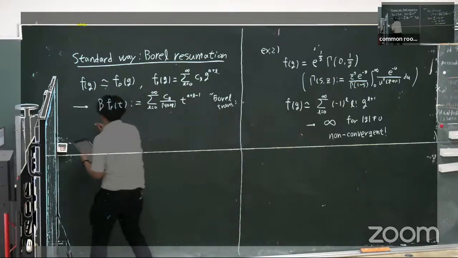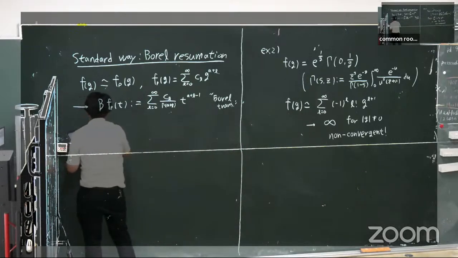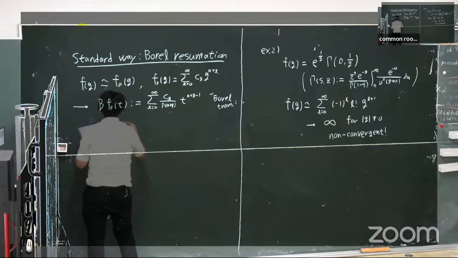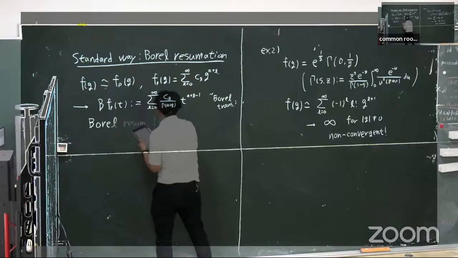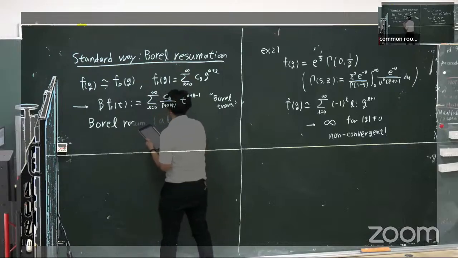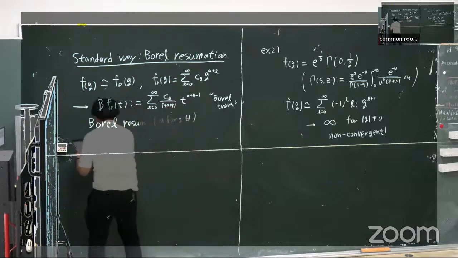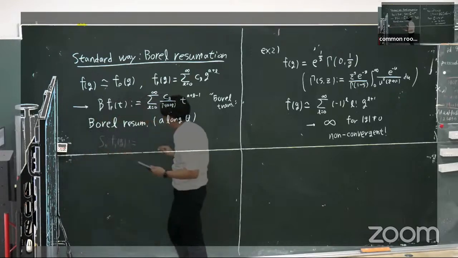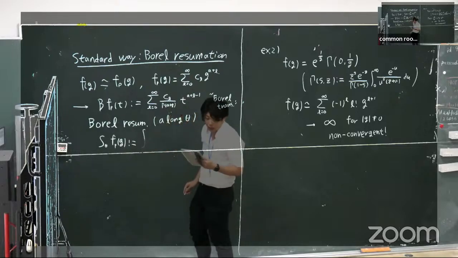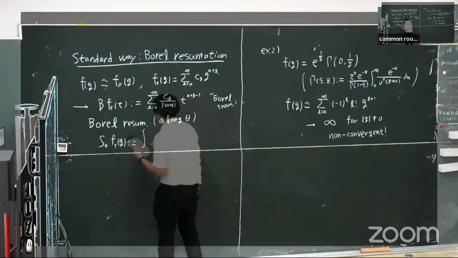Then the Borel summation is defined in the following way. Precisely, I'll write down a definition for the Borel summation along direction theta. This is given by basically a Laplace transformation of the Borel transformation.